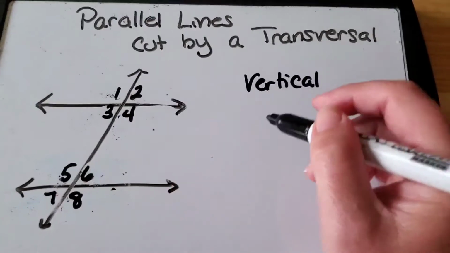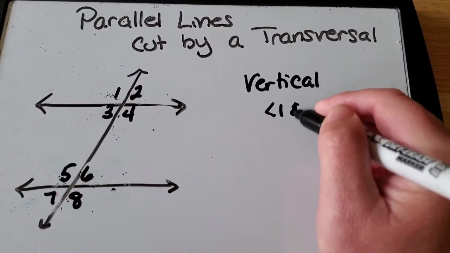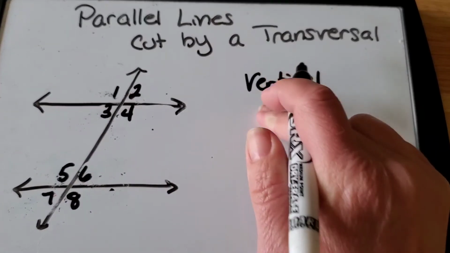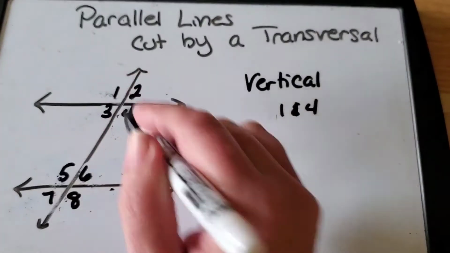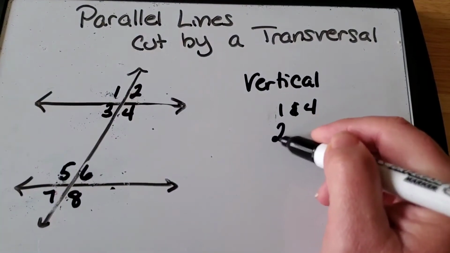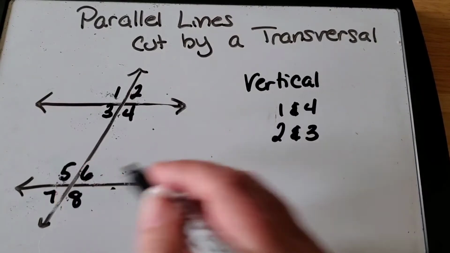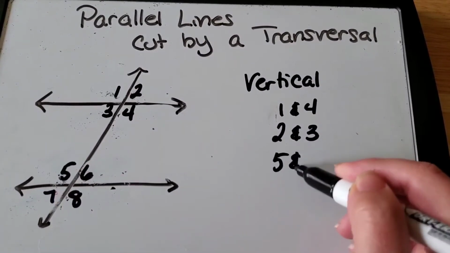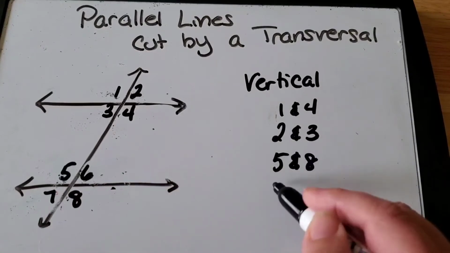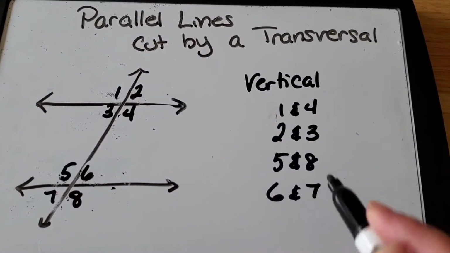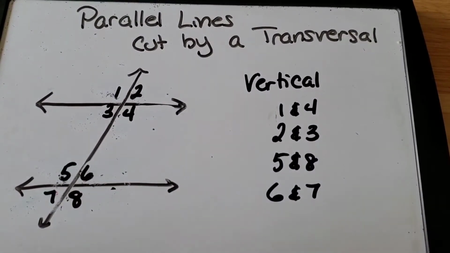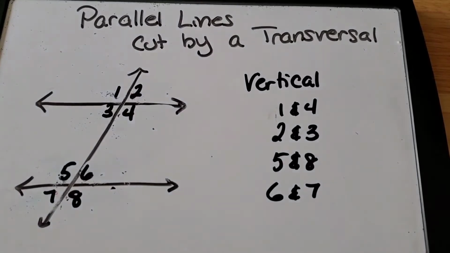Okay, hopefully you named angles 1 and 4 are vertical. They are across from each other when two lines intersect. So are angles 2 and 3. So are angles 5 and 8. And so are angles 6 and 7. And we know those vertical angles are always going to be congruent.